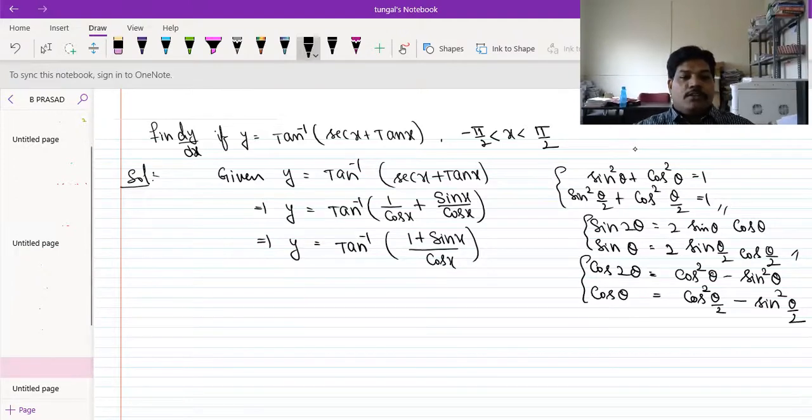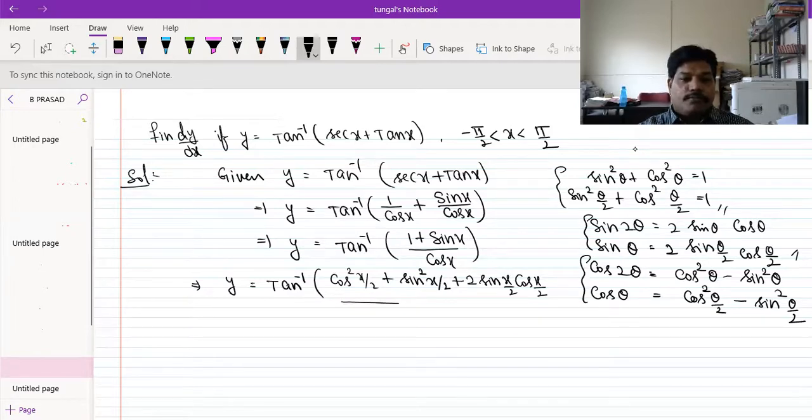So what happens? That implies y is equal to tan inverse of, 1 can be written as cos square x by 2 plus sin square x by 2, plus sin x can be written as 2 sin x by 2 into cos x by 2, whole by, in the denominator, cos x half angle formula you can write as cos square x by 2 minus sin square x by 2.